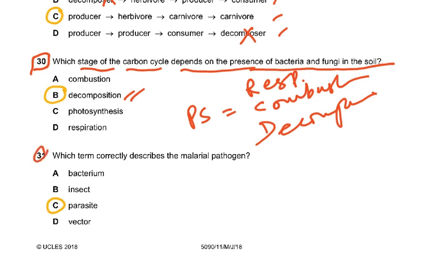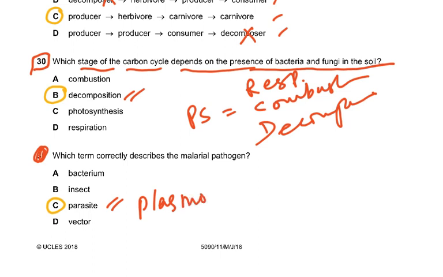Then coming to question 31. Which term correctly describes the malarial pathogen? Now this is a syllabus point. It's parasite. The malarial pathogen is a parasite. The malarial pathogen is actually a plasmodium, and this is a protozoa.